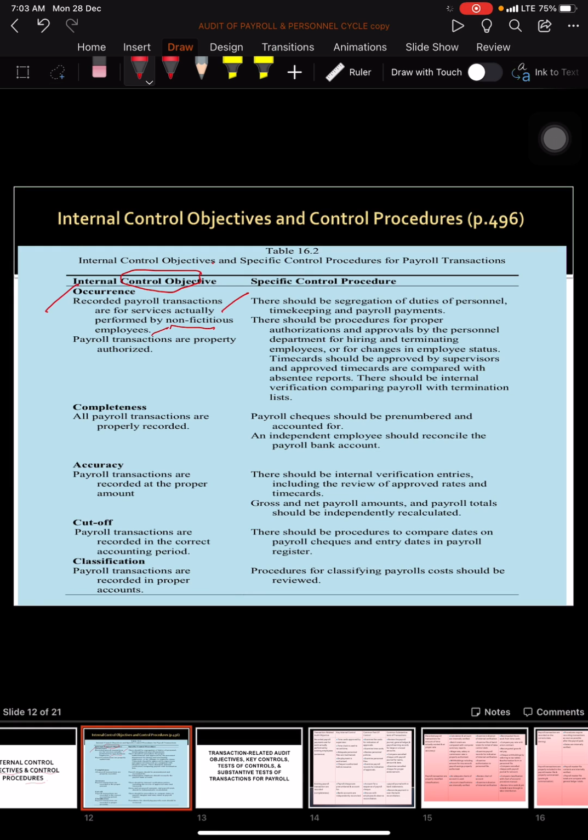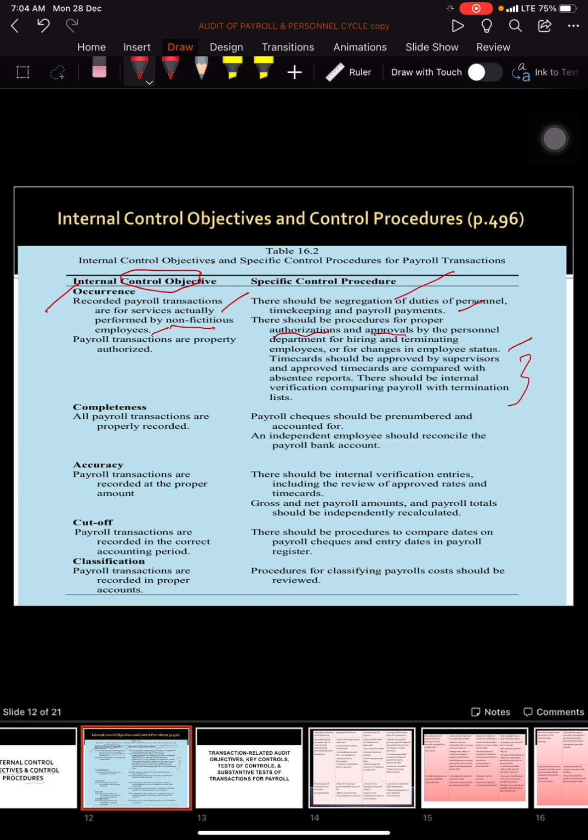To make sure this does not happen, they should have segregation of duties of personnel, timekeeping and payroll. It means the person who prepares the documentation is not the person who makes the payment. They also should have proper authorization and approval for the personnel department to see whether there are any changes in employee status and so on. All right, the rest I think you can read on your own.